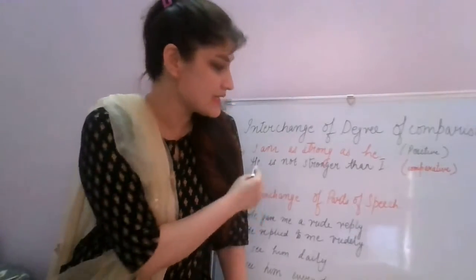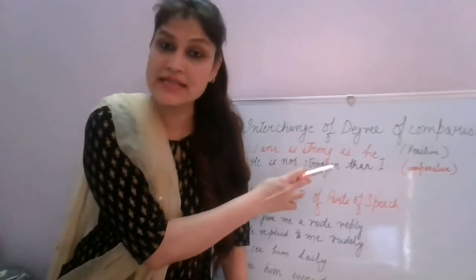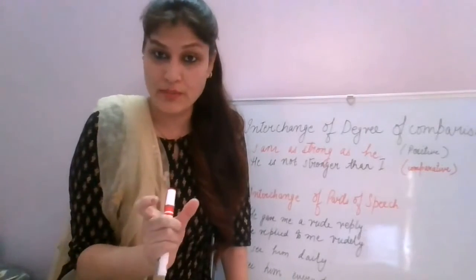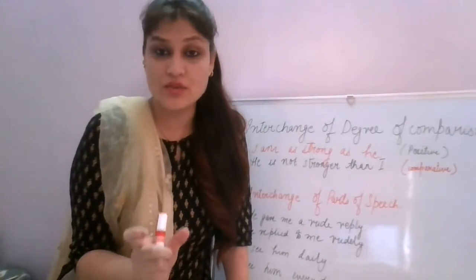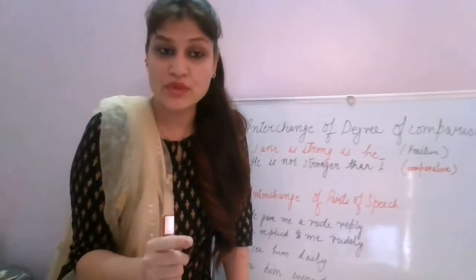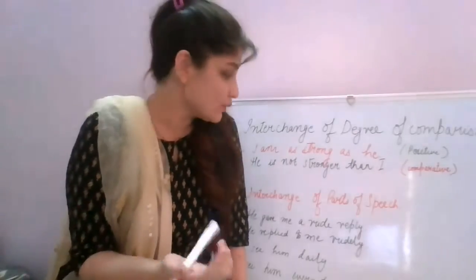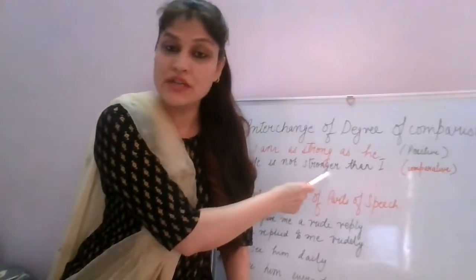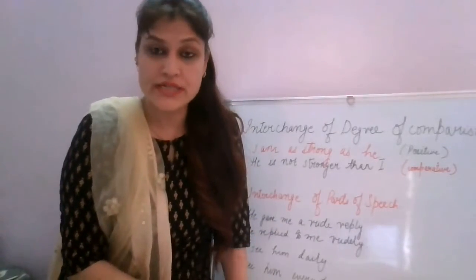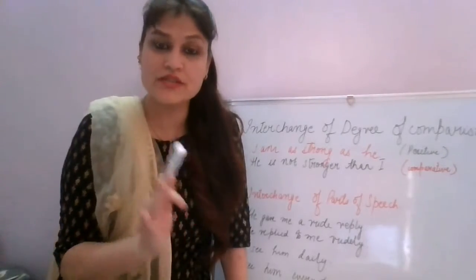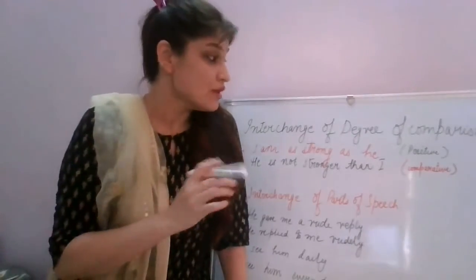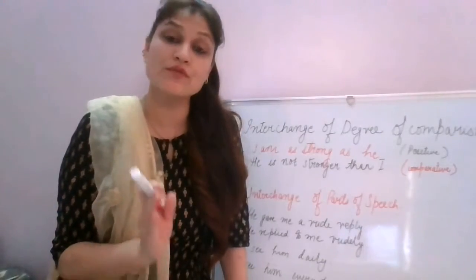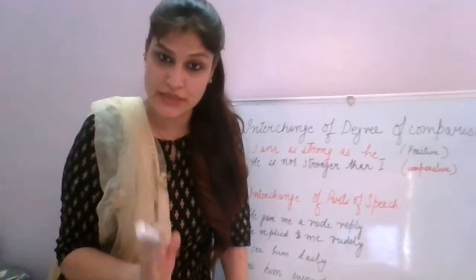For example, it says here, I am as strong as he. Now, as strong as he means we are talking about a sentence that is in positive degree. But the moment we change it into comparative, we'll use then and we'll use the comparative degree of strong. For example, strong, stronger, strongest. So, for the positive, it is strong. For the comparative, it is stronger. And for the superlative degree, it is strongest.